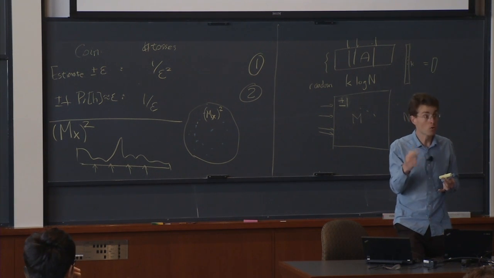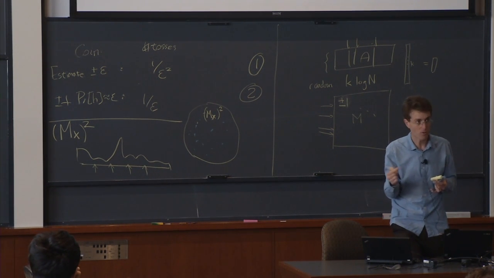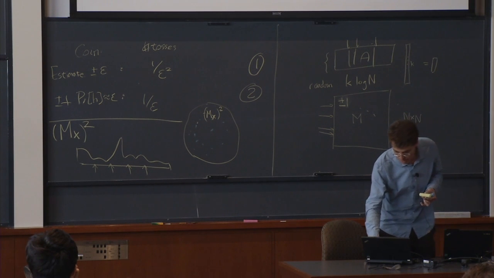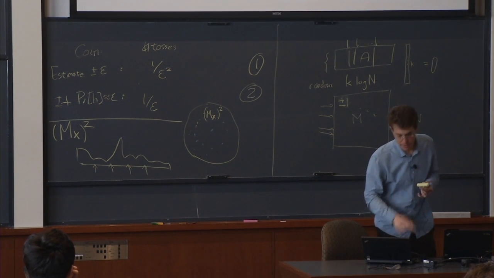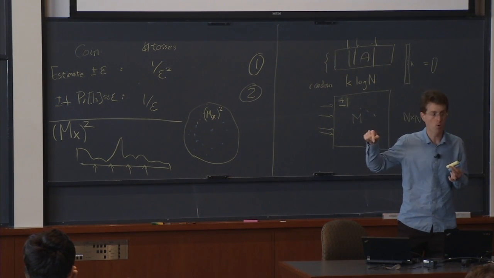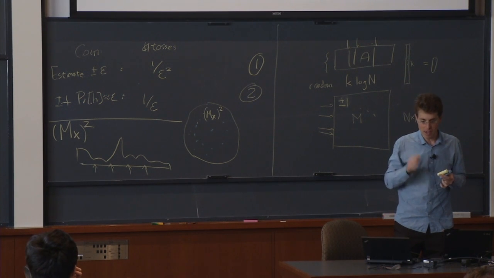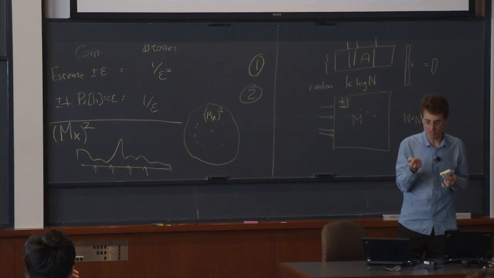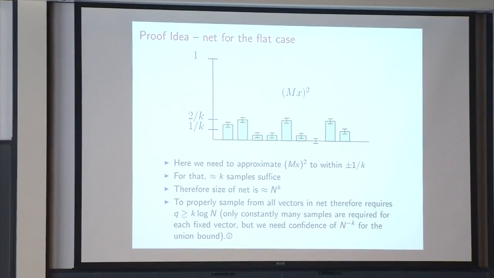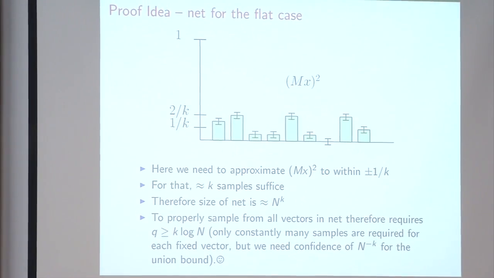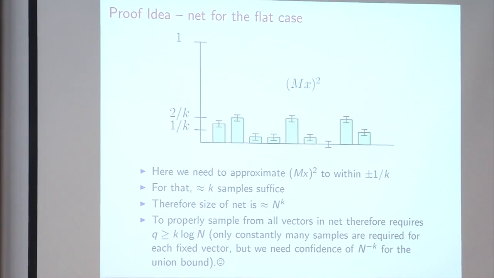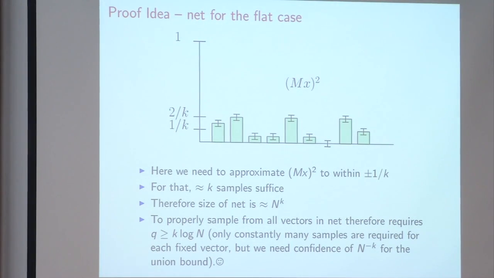But of course, I have to take union bound over n to the k things, so I really need good confidence. So I need to take q, the number of samples, number of coordinates, to be k log n. K log n would give me a high enough confidence, namely confidence n to the minus k, that I can then take union bound over all n to the k vectors. Okay? So k log n is fantastic, right? We are shooting for k log n log squared k. So k log n is fantastic.